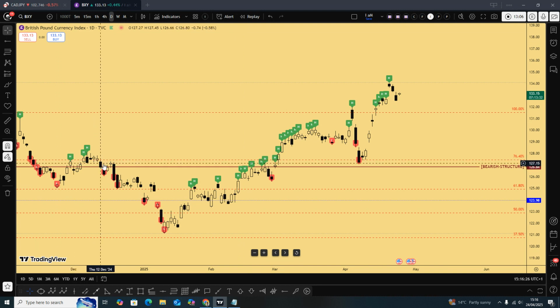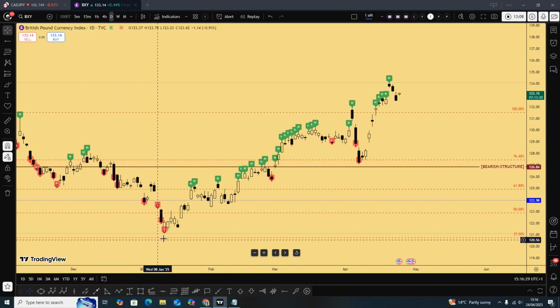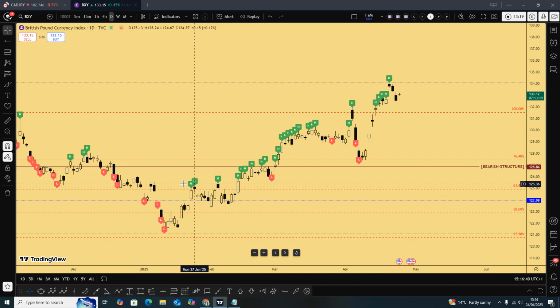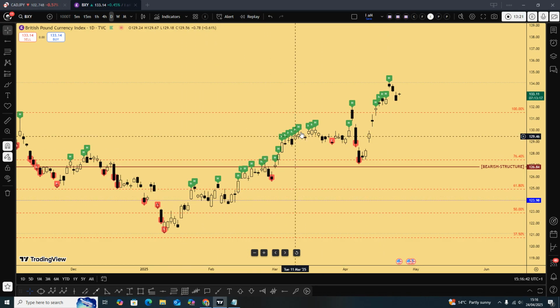Okay, price came below the bearish structure on this pound, and they traded above it, and that bearish structure is now role reversing basically. Okay, so what do we have here? 0 and 1. So this is the structure.